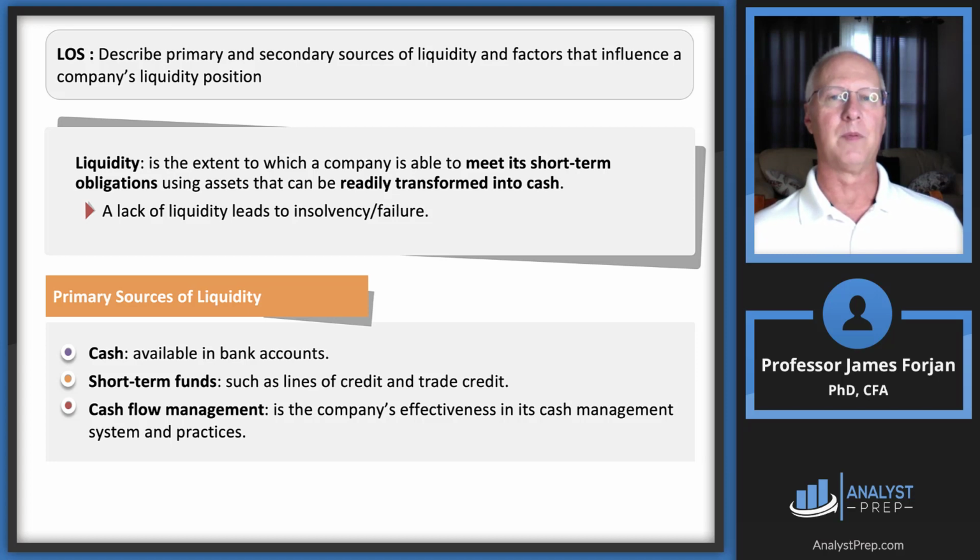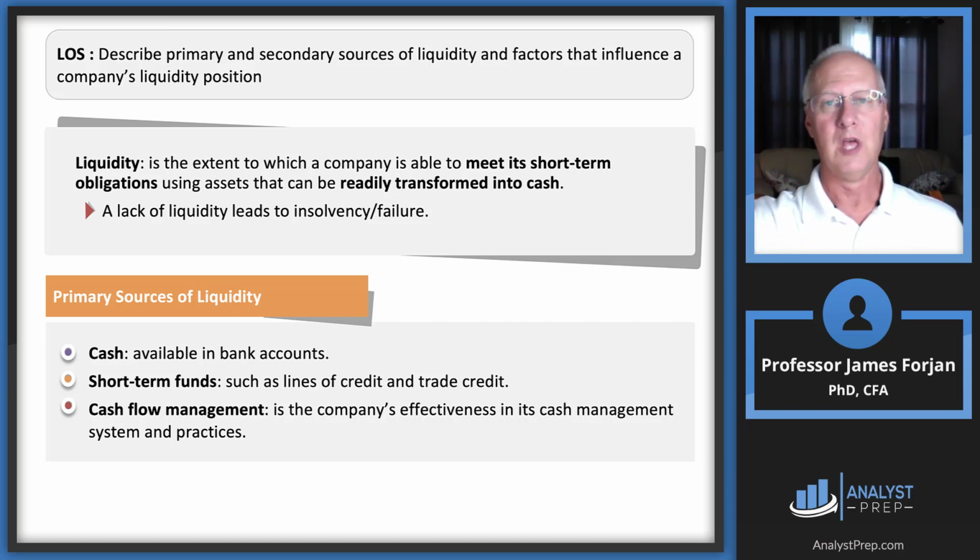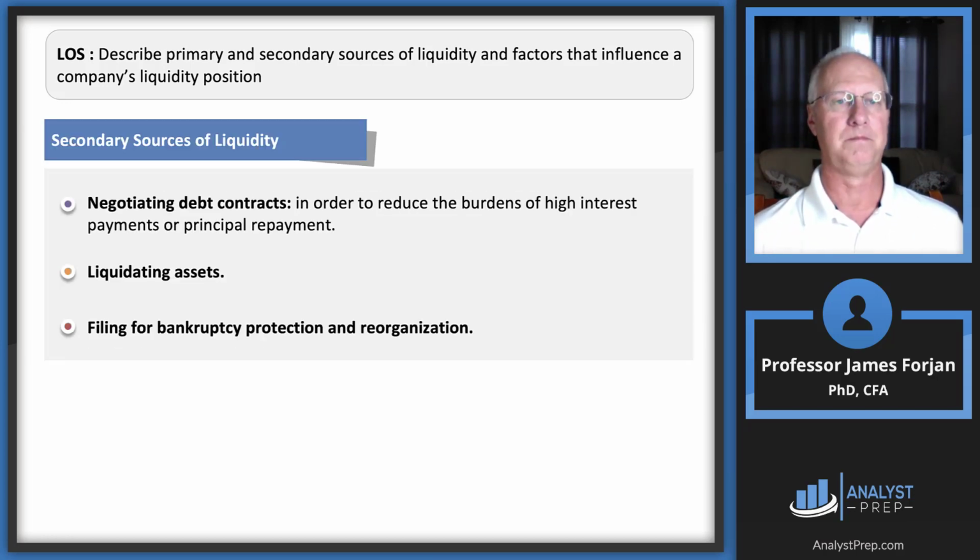So remember, a company like Procter & Gamble is hopeful that those cash flows generated by the sales of all of its consumer goods flow in so that it can meet its payables in a timely fashion. So those are primary sources. Secondary sources are negotiations of debt contracts, liquidating assets. We don't want to do that. Filing for bankruptcy protection. We don't want to do that.